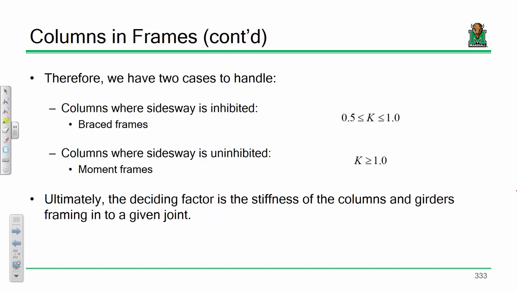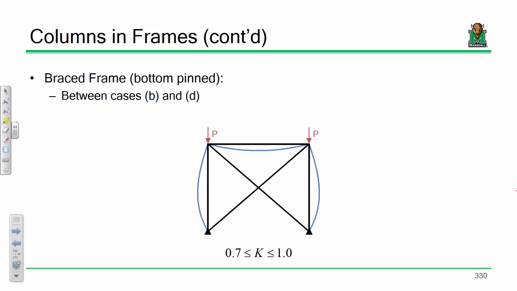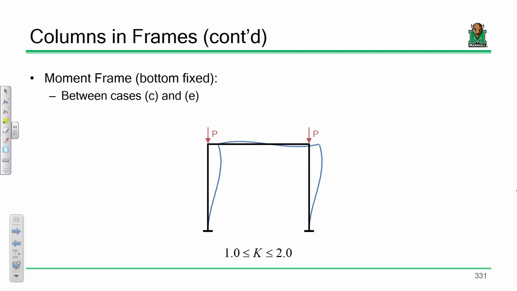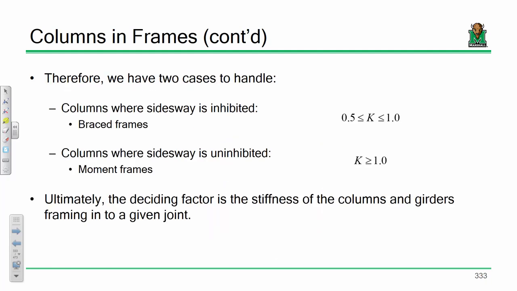So when it's all said and done, if we try and discretize this into braced frames and moment frames, analytically what I'm saying is that a braced frame is one where the column doesn't sway, and a moment frame is where it can sway. So if you ever hear me say sidesway inhibited or sidesway uninhibited, that's what I'm talking about. So for braced frames, I propose that K could be anywhere between 0.5 and 1. Whereas for a moment frame, K would start at 1, but it could be anything larger than that. Okay? Everybody okay with that?